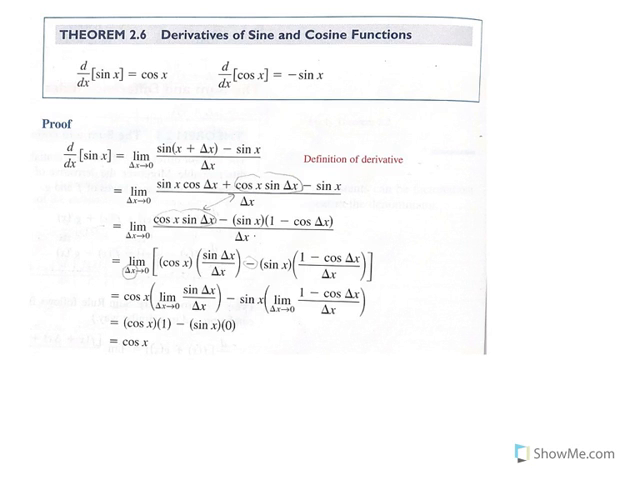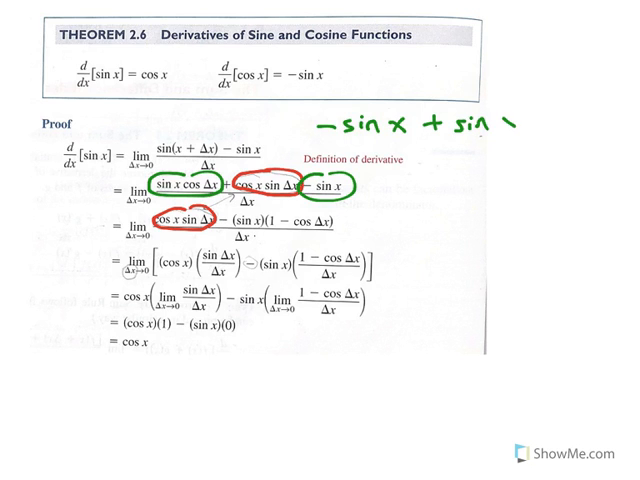And then some algebraic manipulation is done. We take this term and move it to the front. And then the other two terms, we do some algebraic manipulation. What you have is negative sine x plus sine x times cosine of delta x. And we factor out negative sine x from each term. So when we do that, we'll be left with 1 from the first term, and we'll be left with minus cosine of delta x from the second term.